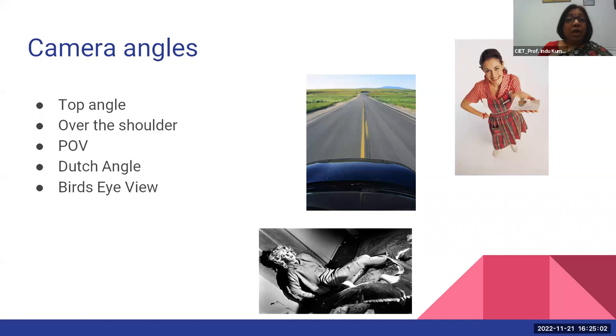Then Dutch angle is the angle given here, a black and white image, where we need to capture the expression, extreme expression on the face of a character. We have to tilt the camera, or shoot from such an angle where the entire scene is also captured, and the expression on the face of the character is also captured with minute details.